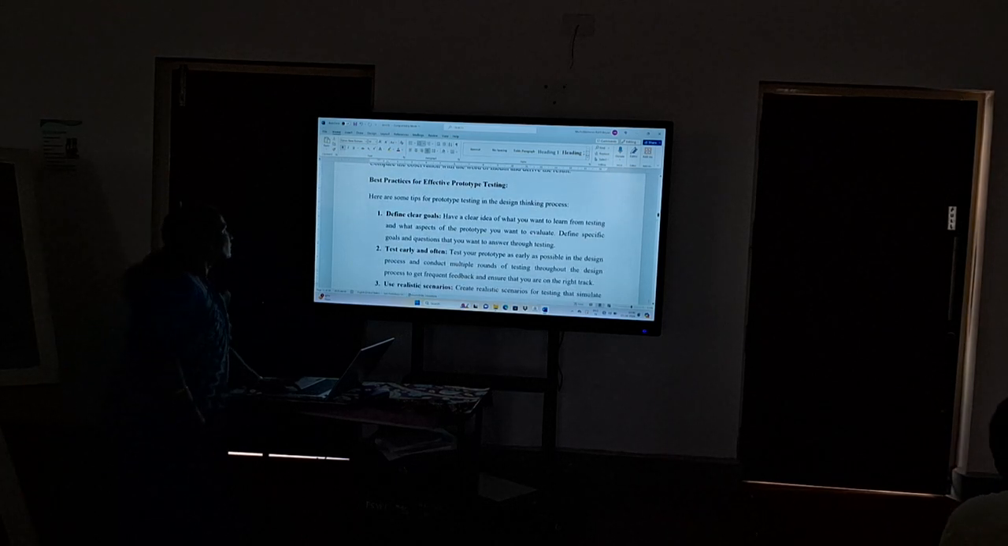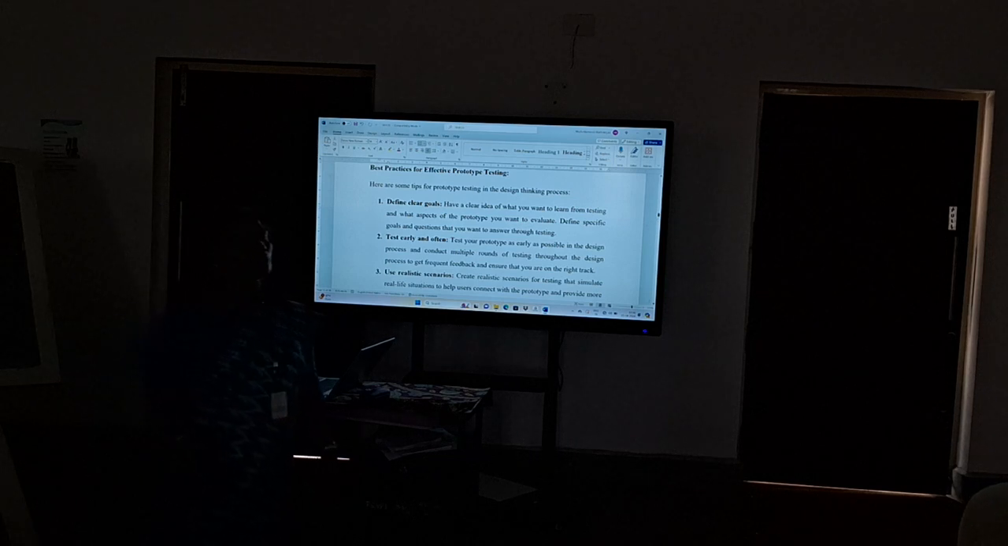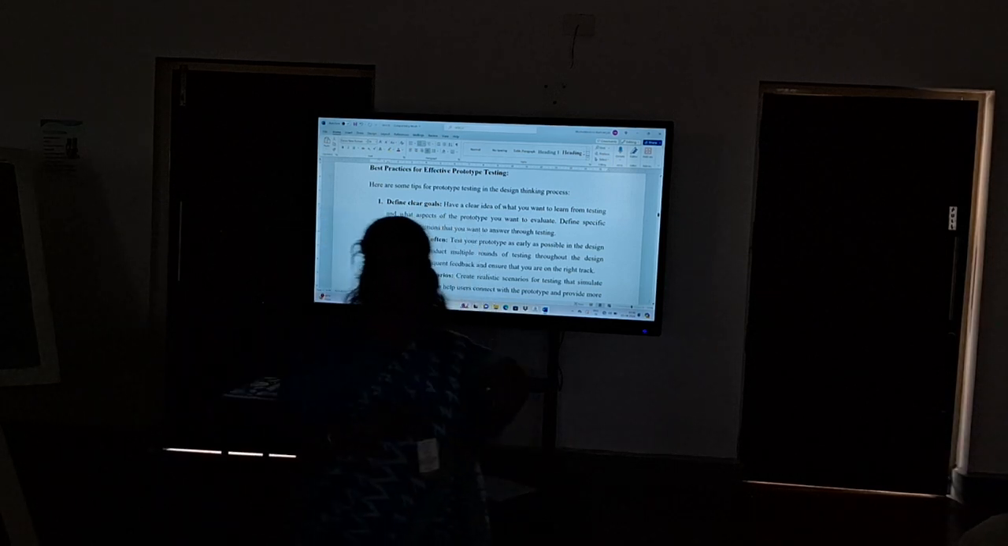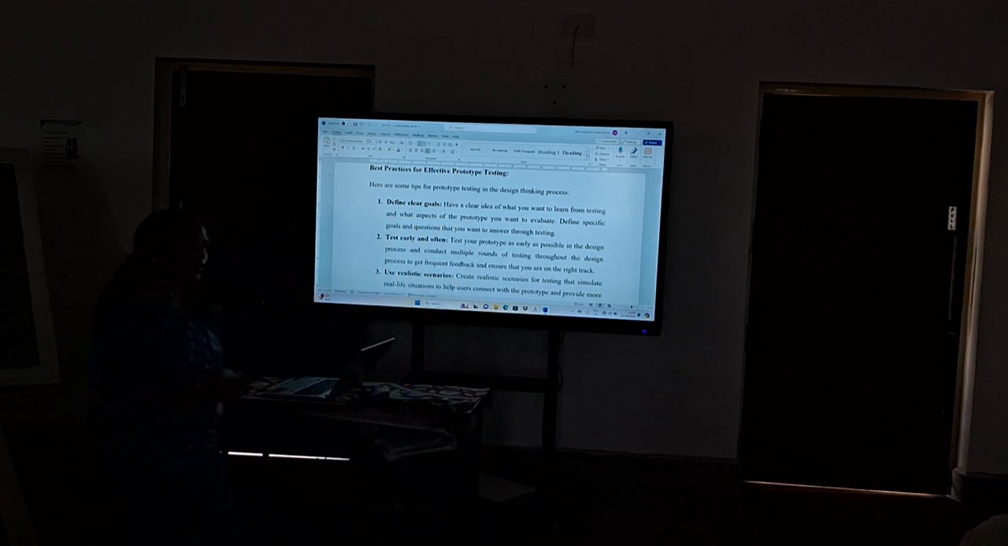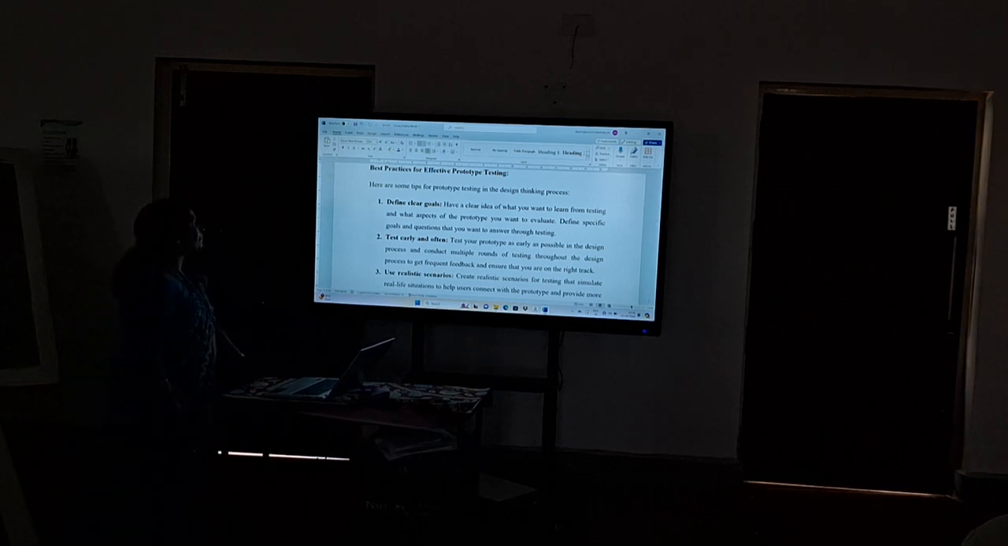Best practices for effective prototype testing. From here you need to give a little more attention, Monesh. Best practices for effective prototype testing.